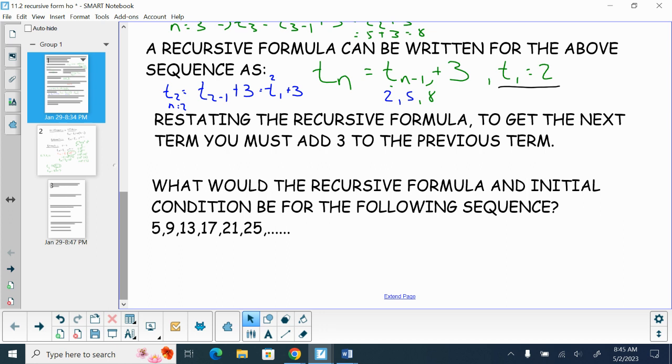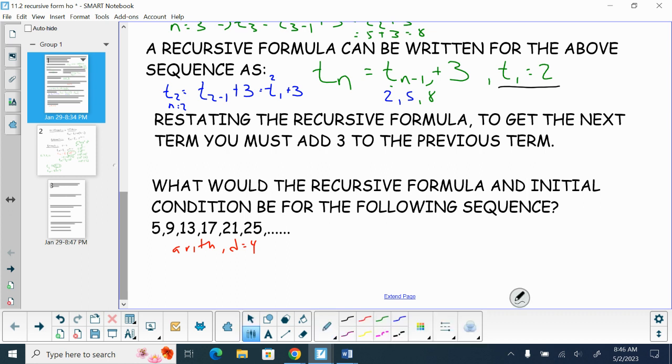If we look at the next one here, we have 5, 9, 13, 17, 21, 25. We want to write a recursive formula here. Well, let's figure out what the pattern is. Do we have arithmetic or geometric? Janae, do we have arithmetic or geometric? Arithmetic, common difference of what? 4. Common difference of 4.